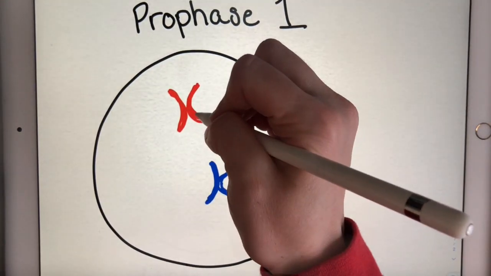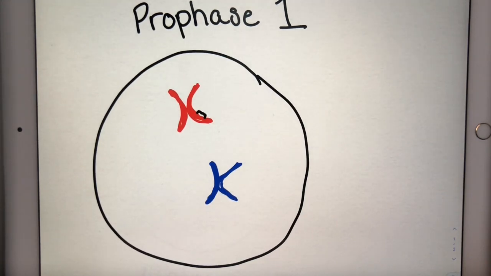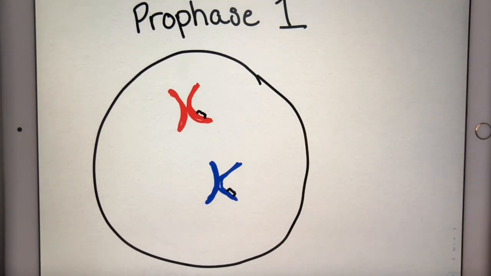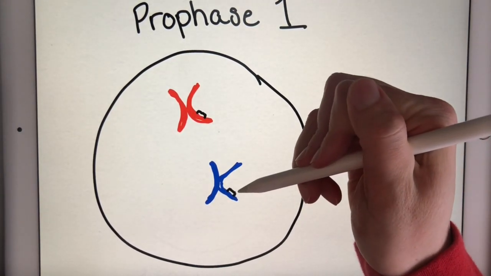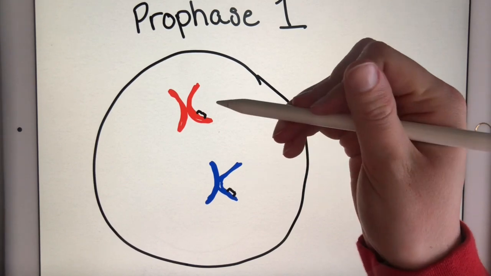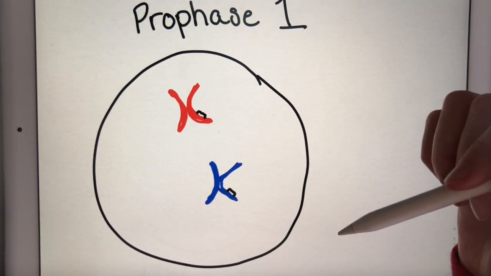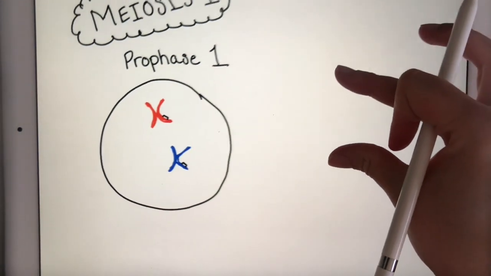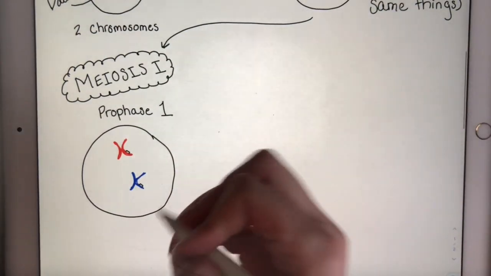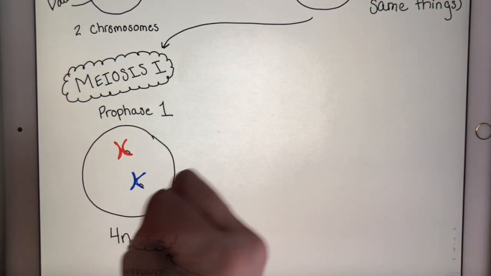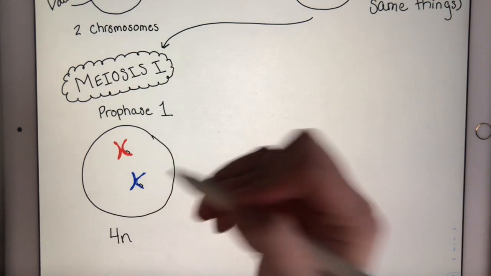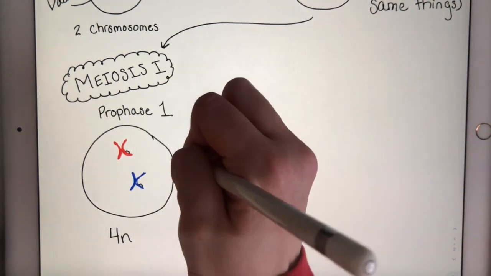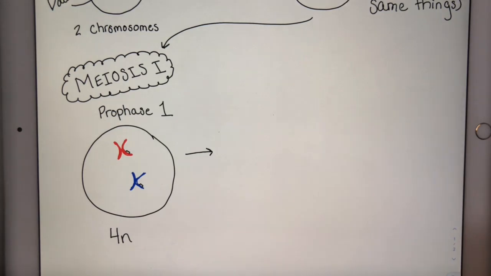So maybe right here, mom has the gene for brown eyes, and maybe dad doesn't have brown eyes, dad has blue eyes, but his gene for eye color is going to be at the same location. And because those genes are at the same location, we can call these homologous chromosomes. Now, in prophase 1, we have 4N, we have 4 chromosomes. Our normal diploid number is just having 2. So we gotta get this back to our normal diploid state.